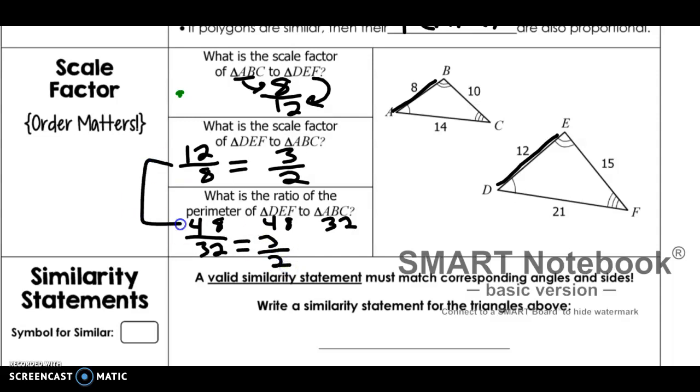But look what happened here. Our scale factor and the perimeter ratio are all the same. Okay, so that's a good sign. That means we've done it right.